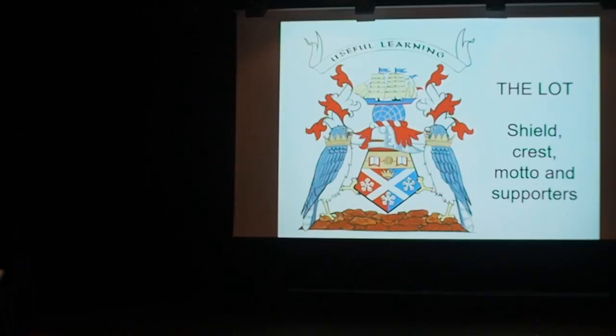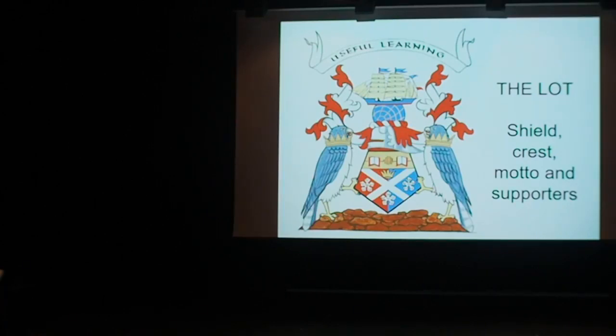This is a complete achievement of shield and supporters. The keen-eyed of you will have noticed that the shape of this shield is different from the shape in the slide two ago. A shield does not have to be what we call flat iron shape. A coat of arms is basically anything enclosed within an outline which is describable in heraldic terms.